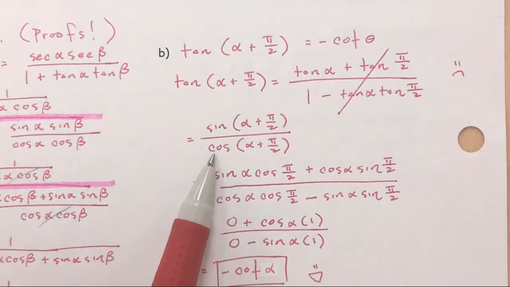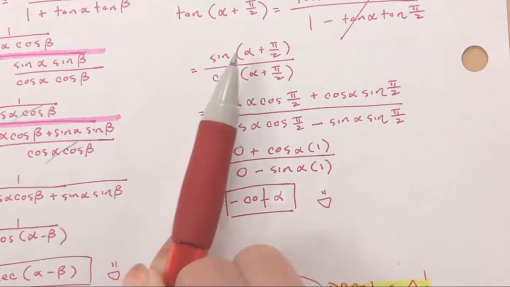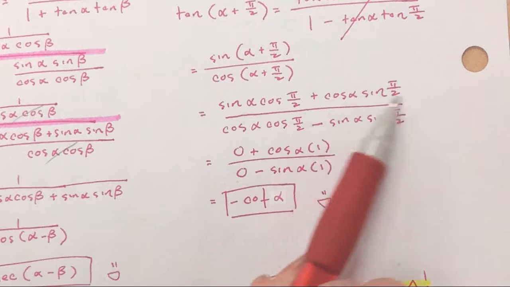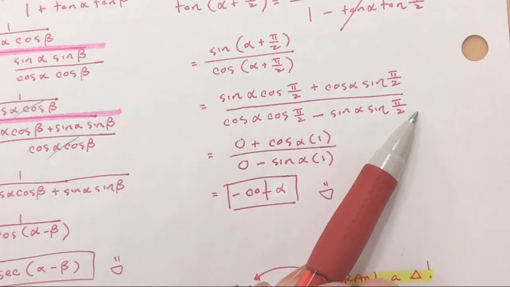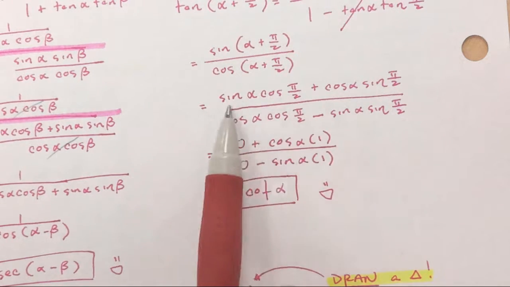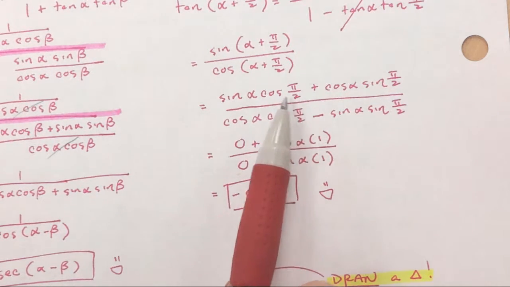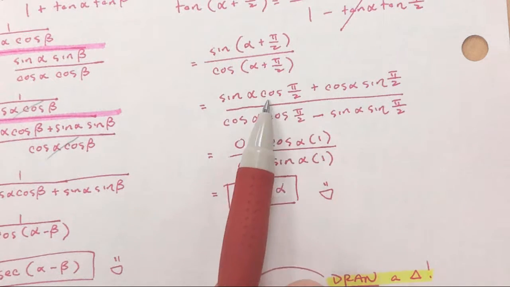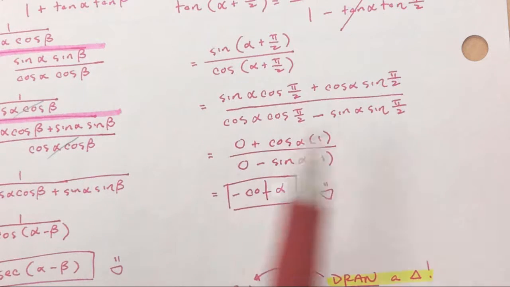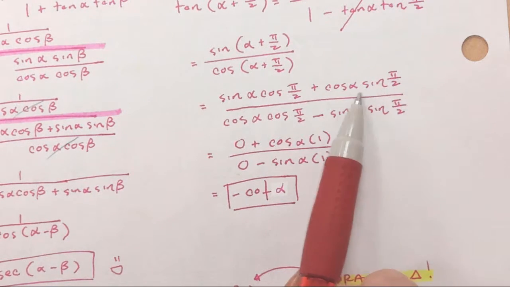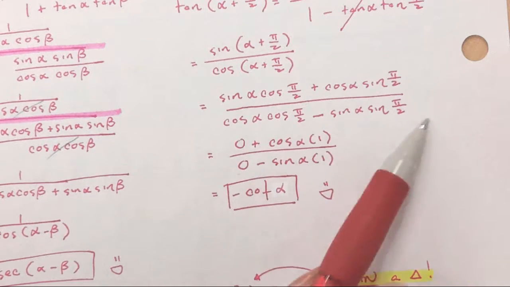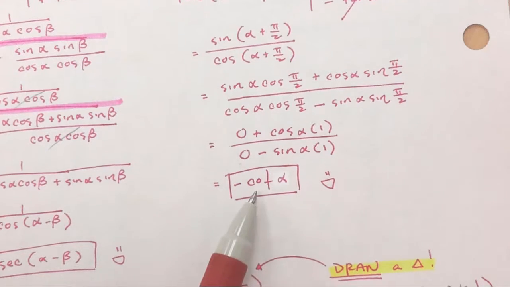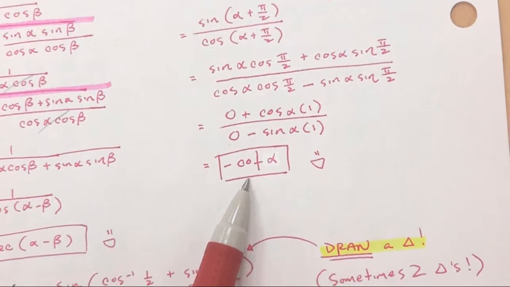Oh, it's sine over cosine. So then if you have sine over cosine, okay, well, what can I do with this? Oh, these are formulas. So here's your sum formula, you write it all out. And then what is sine alpha cosine 1/2 pi? Cosine of pi over 2 is 0. 0 times anything is 0. Sine of pi over 2 is 1. 1 times anything is itself. Same thing on the bottom, you get this. And then cosine over sine is cotangent. And that's where we want it to end up.